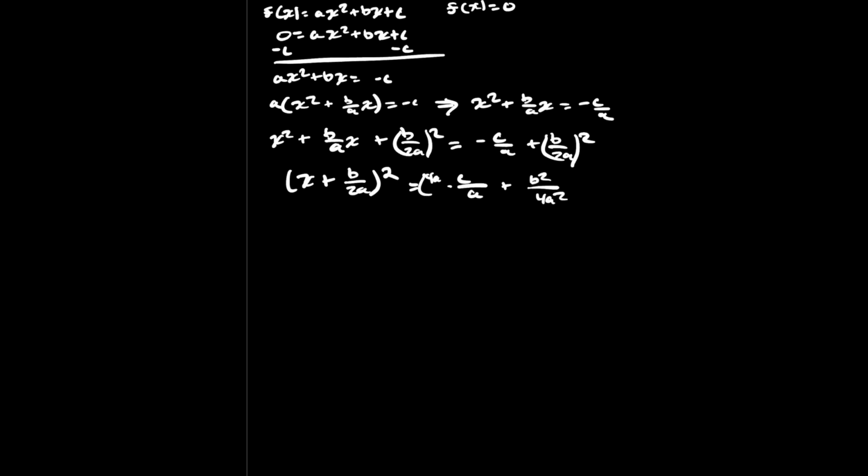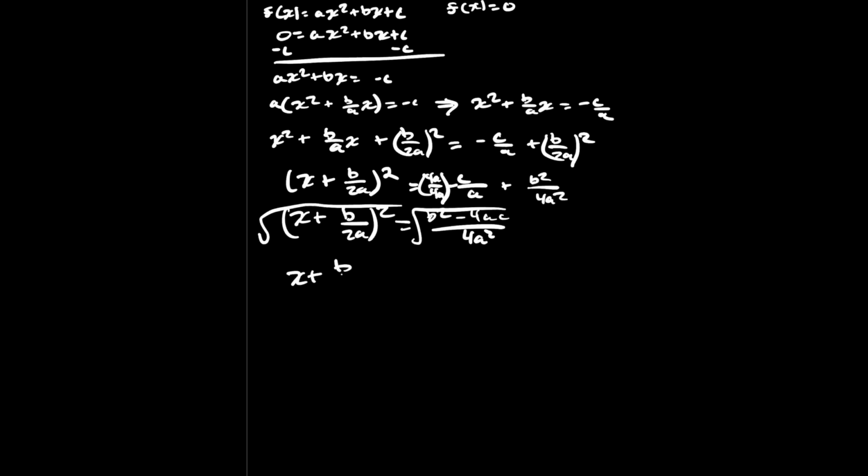Quickly by multiplying this term by 4a over 4a. And we'll get x plus b over 2a squared equals b squared minus 4ac over 4a squared. So next, we can take the square root of both sides. We'll get x plus b over 2a equals plus or minus the square root of b squared minus 4ac over the square root of 4a squared, which is just 2a.